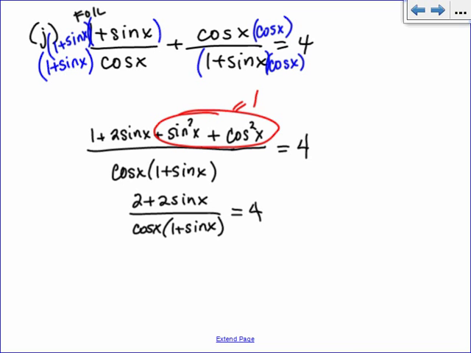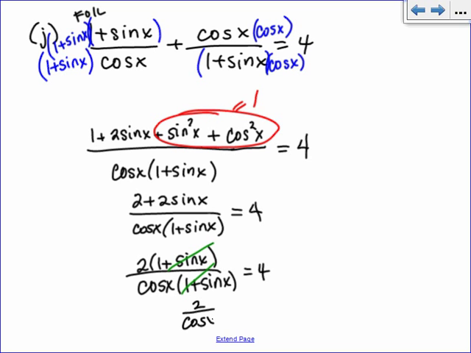So see how you can pull out a 2 from the top? And you have 1 plus sine of x. That reduces with the 1 plus sine of x on the denominator, so you can cross those out. So you get 2 over cosine of x equals 4. You can take the reciprocal of both sides if you want, like it would be cosine of x over 2 equals 1/4. You could do that, or you can multiply the cosine of x over and then divide by 4. So you end up getting 1/2 equals cosine of x.